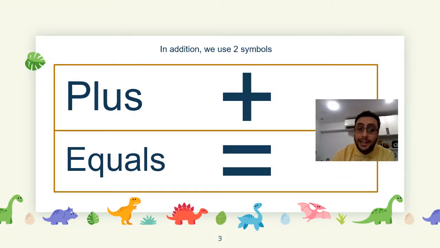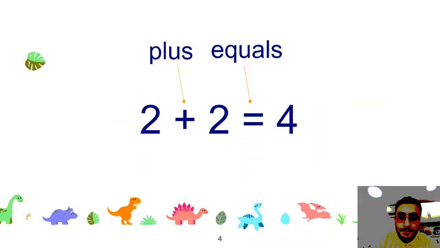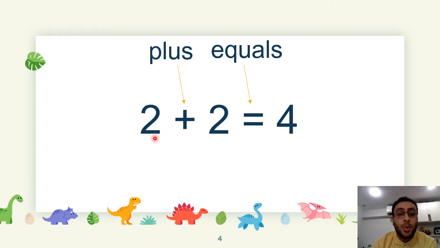Now, let's learn what addition is. As you know, addition has two symbols, plus, which is this, and equals, which is this. So plus, equals. Let's see when we use them. This one, 2 plus 2 equals 4. I hope you remember this stuff, okay?